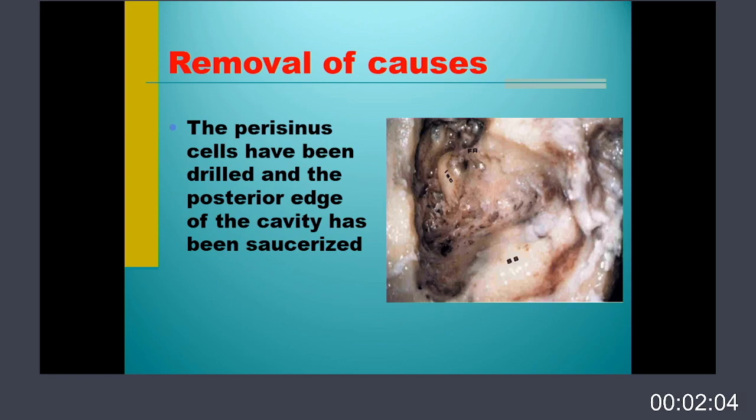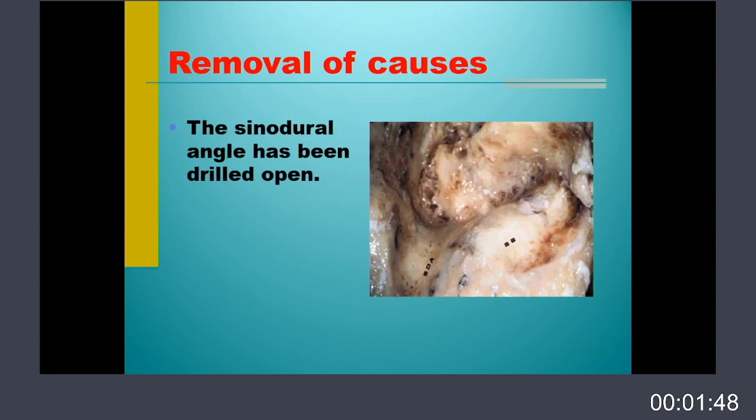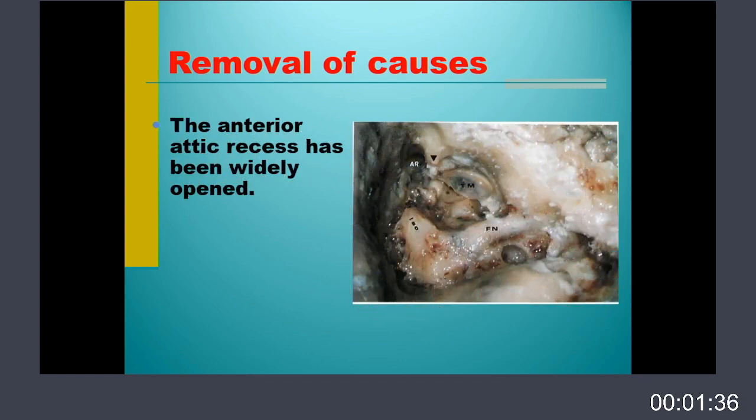The perisinus cells have been removed and the posterior edge of the cavity has been saucerized, and we can easily see the sigmoid sinus plate. In the next, the tegmen cells have been removed and the tegmen border has been saucerized. Now the sinodural angle has been opened up. Facial ridge is also lowered. The anterior attic recess has been widely opened because this is one of the areas where we are likely to leave behind disease in the anterior attic region.